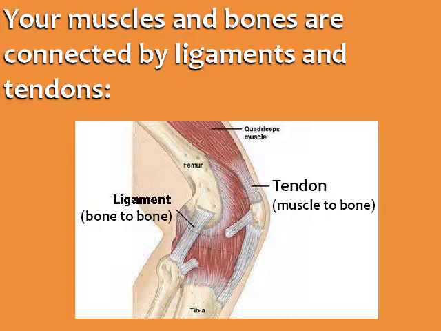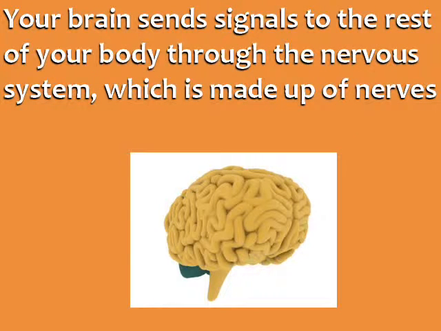Your muscles and bones are connected by ligaments, which connect bone to bone, and tendons, which connect muscle to bone. Of course, what controls everything is your brain, which sends signals to the rest of your body through the nervous system, which is made up of connections called nerves.